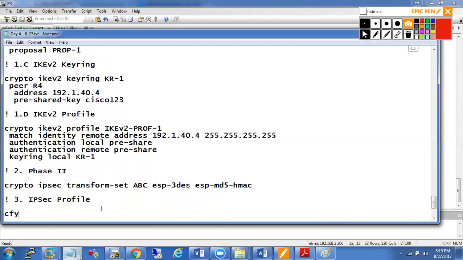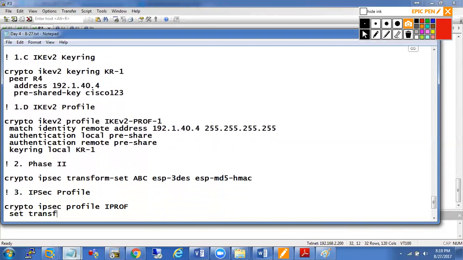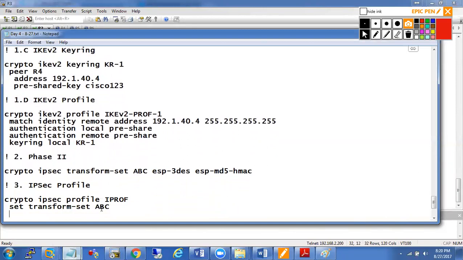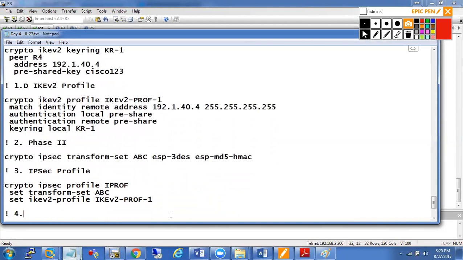So the way I do that is crypto IPsec profile, whatever you want to call it, iprof, set transform-set, I call it ABC, and set ikev2-profile, which is going to be this guy over here. So I don't do that inside your crypto map because I don't have a crypto map with this type of setup. And number 4, tunnel interface, the SVTI.